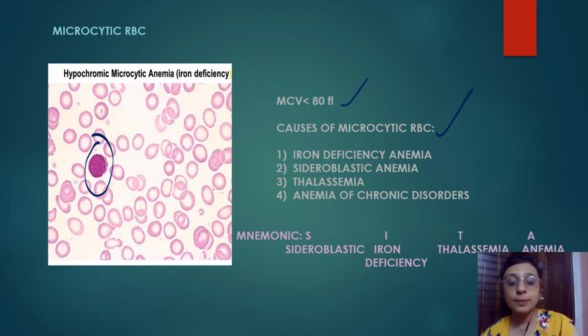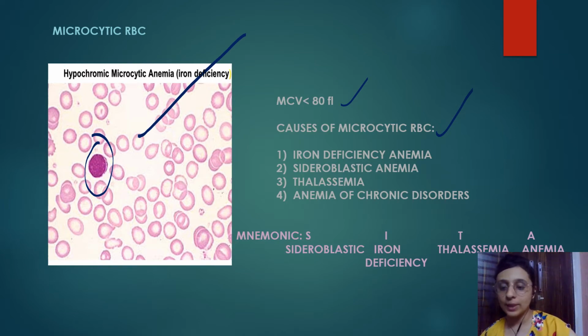Here you can see they are much smaller, and also you can appreciate the central pallor, which is much more than the normal 1/3. That means it is both microcytic, smaller in size, and hypochromic. The hypochromia, or the central pallor, is much more. So you call it as microcytic hypochromic RBCs.